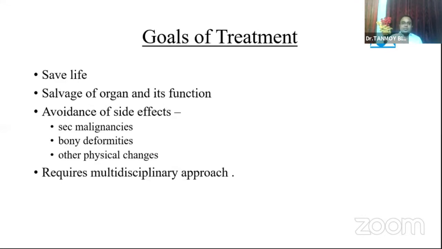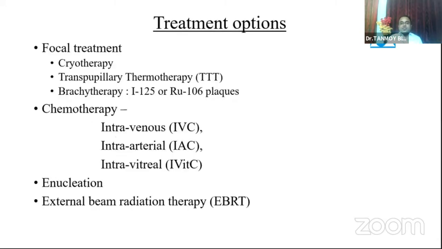The goals of treatment are, first, to save life, second, salvage of the organ and its function, and the tertiary one is the avoidance of side effects. It requires a multidisciplinary approach along with the pediatric oncologist, the radiation oncologist, the oculoplasty specialist, the retina specialist, etc. I will quickly go through the treatment options.